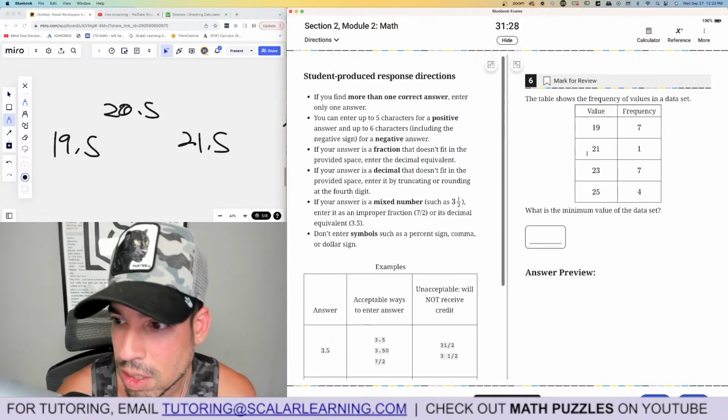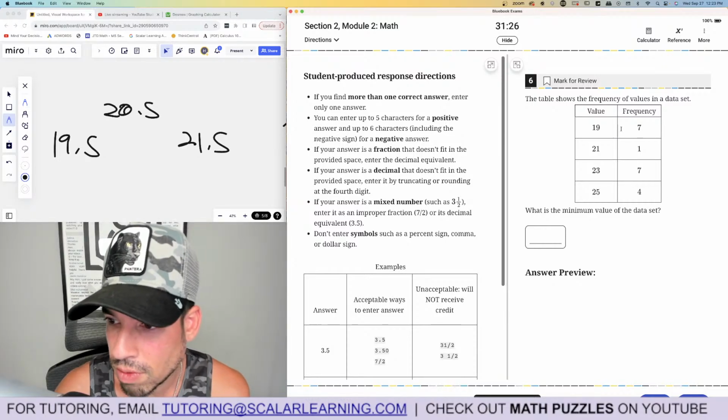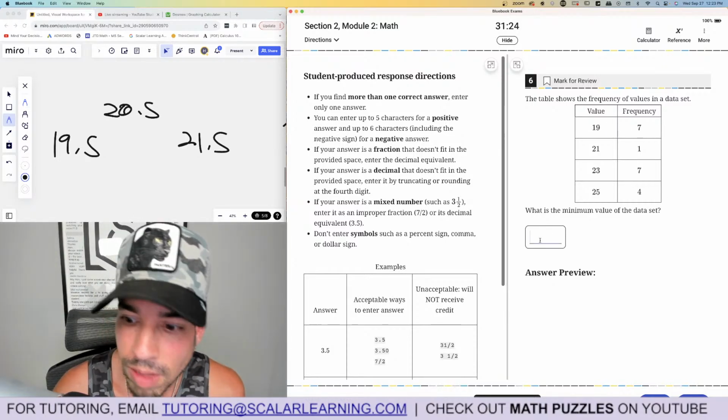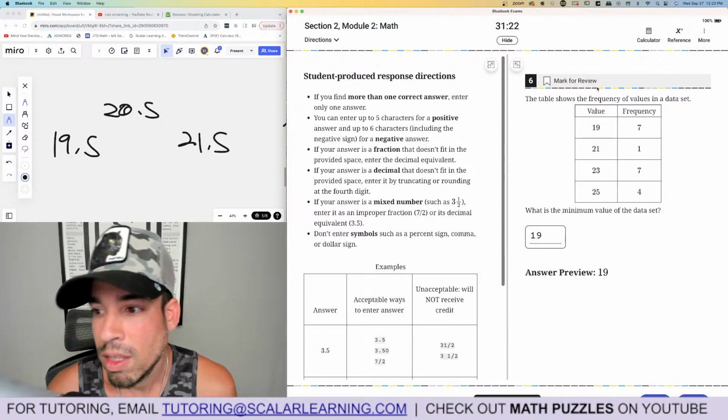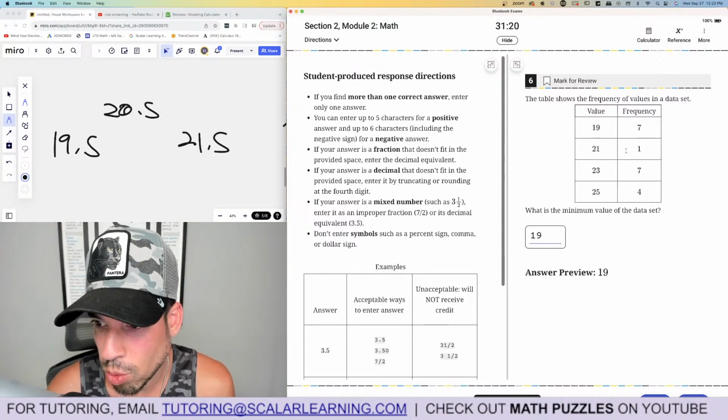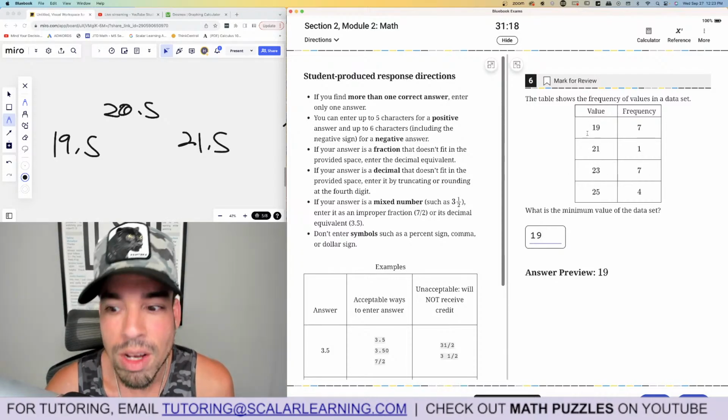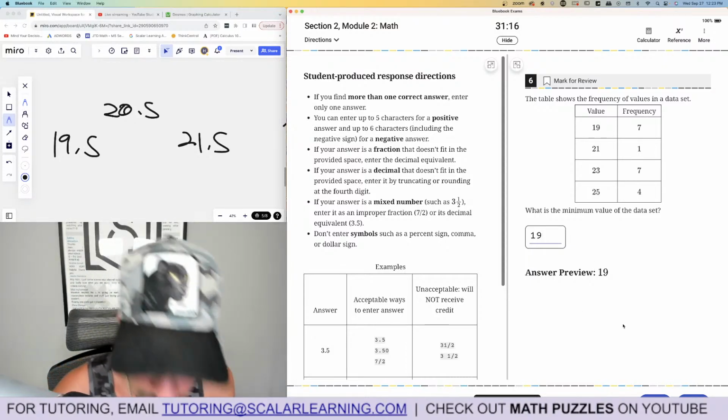The table shows the frequency of the values in a data set. What is the minimum value of the data set? It is 19. That's it, just reading a table. That means there's 7 19s, 1 21, 7 23s, etc. But the smallest value is 19.